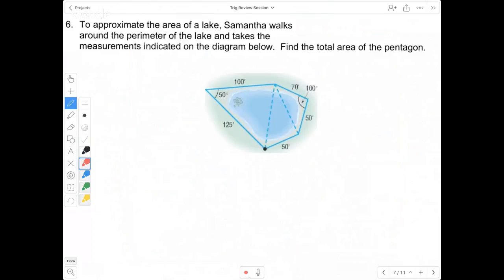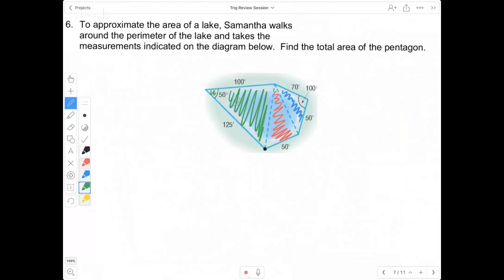Okay. Number 6. To approximate the area of a lake, Samantha walks around the perimeter of the lake and takes the measurements indicated on the diagram below. Find the total area of the pentagon. So they have nicely divided the shape up into 3 different zones. I'm going to shade it as a green zone, a red zone, and a blue zone.